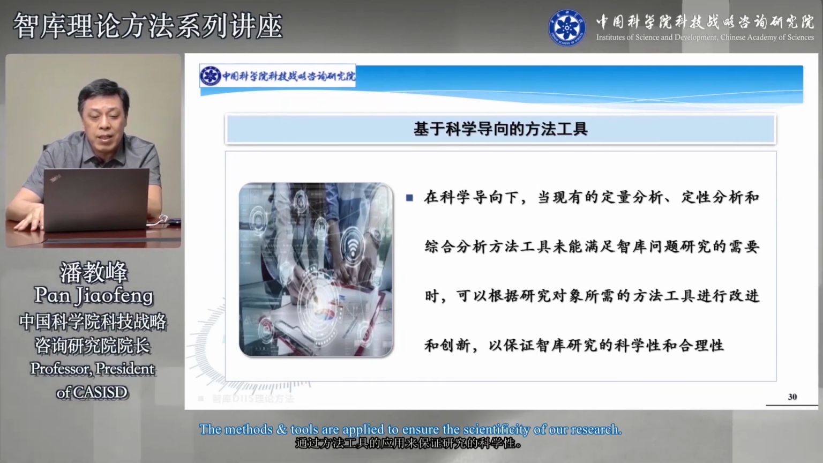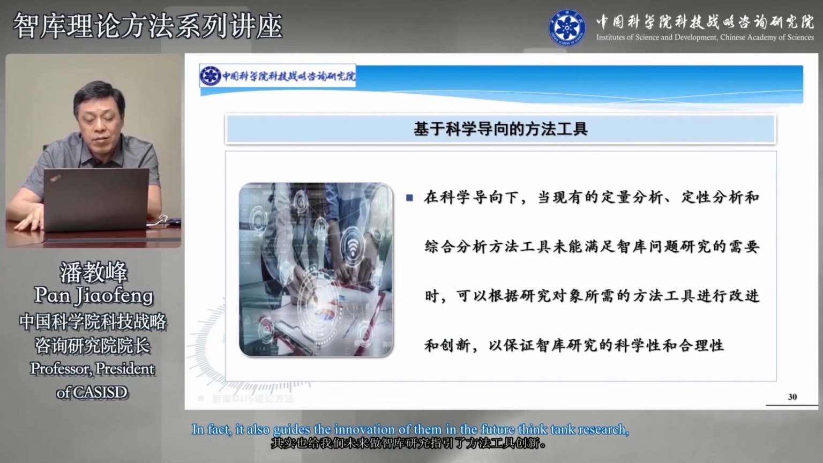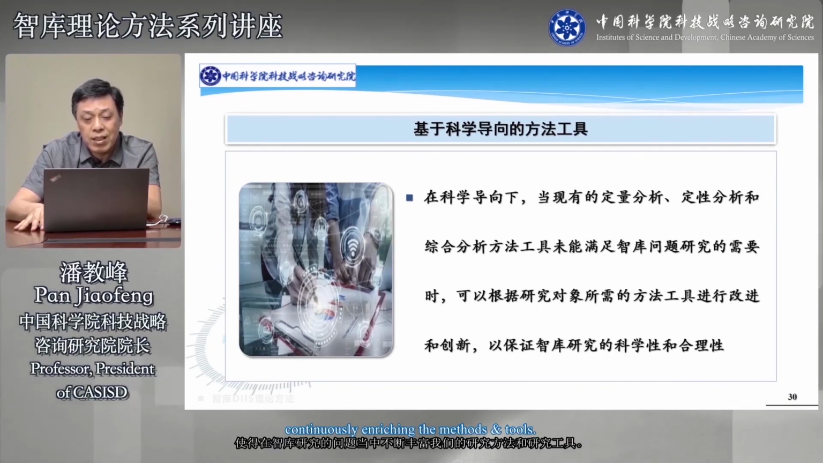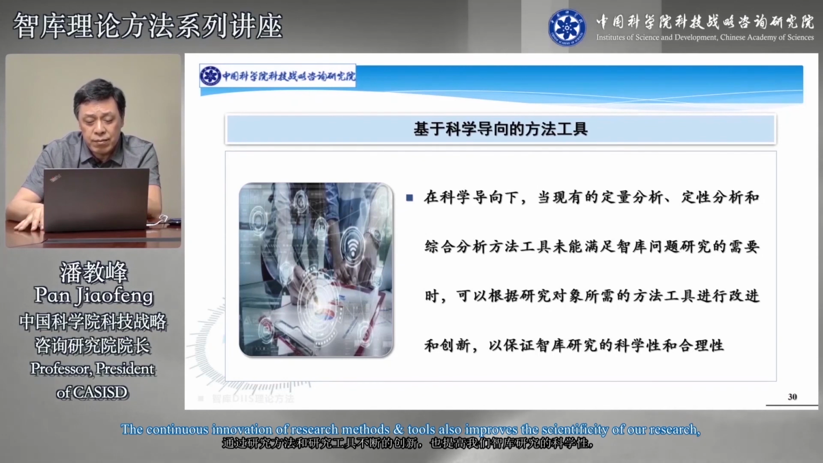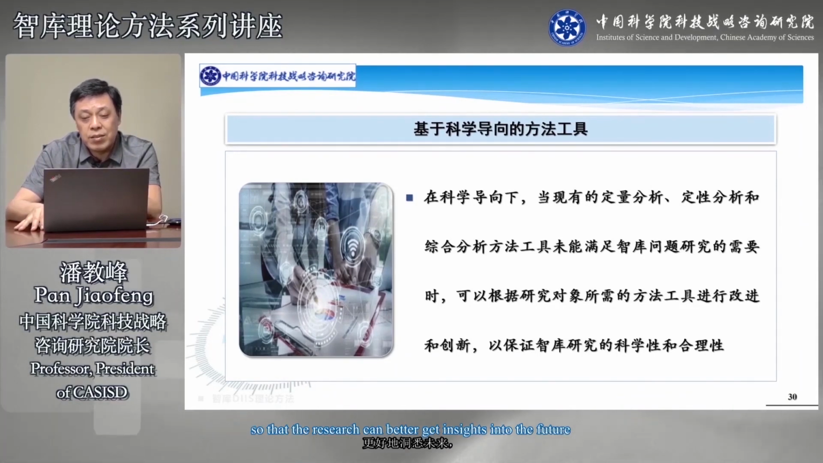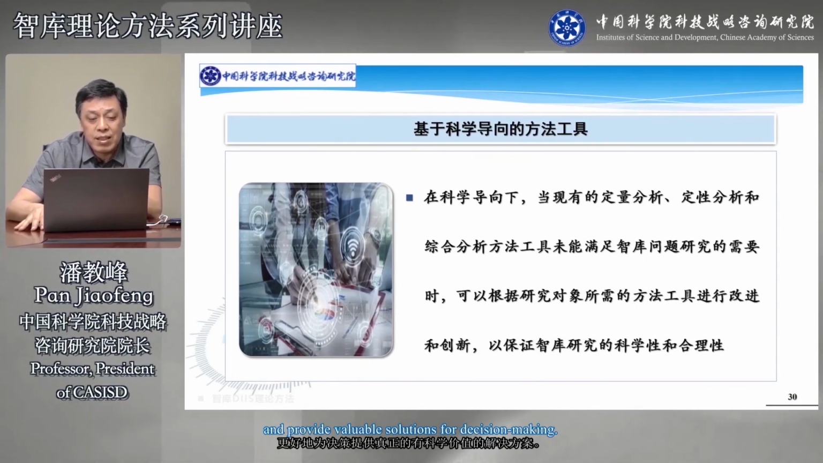The methods and tools are applied to ensure the scientificity of our research. In fact, it also guides the innovation of them in the future think tank research, continuously enriching the methods and tools. The continuous innovation of research methods and tools also improves the scientificity of our research, so that the research can better get insights into the future and provide valuable solutions for decision making.